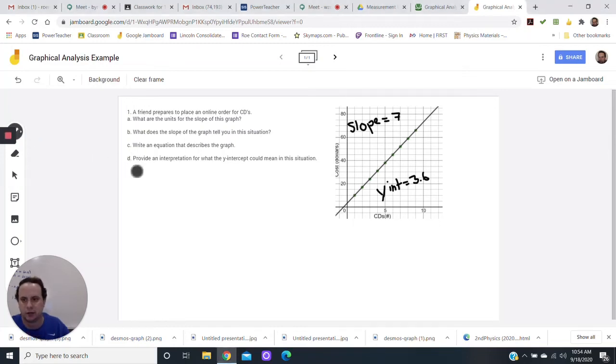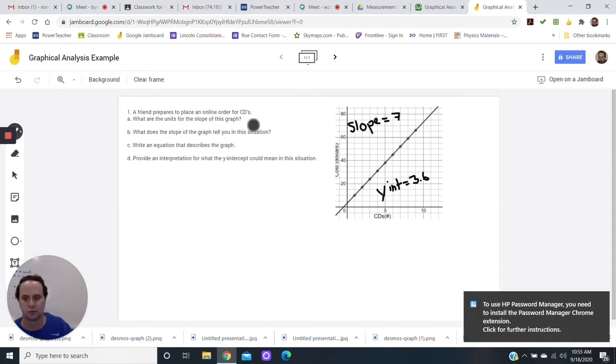What's up, guys? I'm going to do a quick video on an example here for the graphical analysis homework, the assignment you have. So taking a look at this graph, we have a friend places an online order for CDs. If you don't know what CDs are, compact discs. This is an old question on your homework. It won't be so antiquated. So what are the units for the slope of this graph?